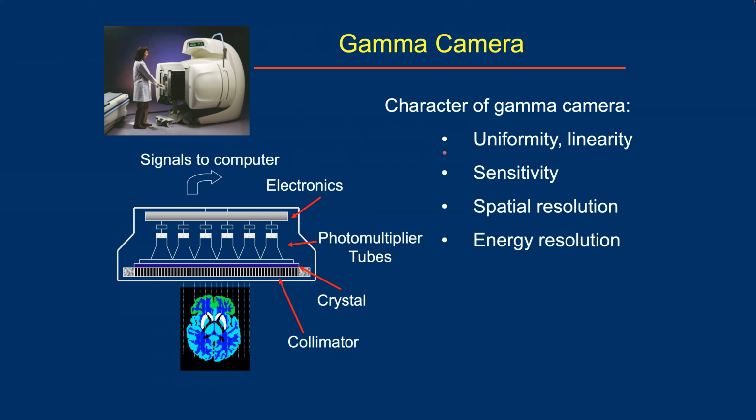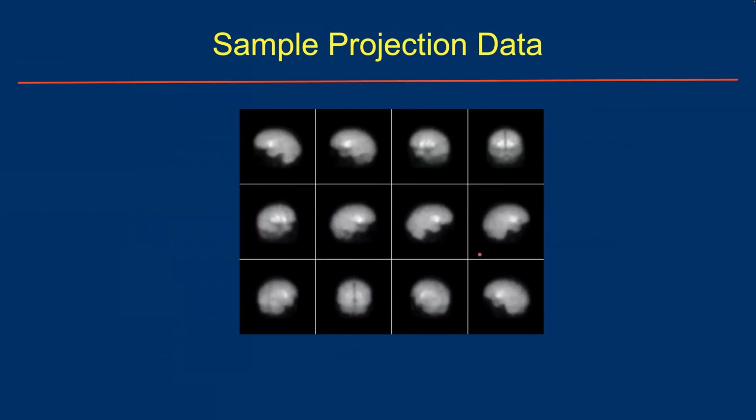Some important characteristics of gamma cameras include uniformity, linearity, sensitivity, spatial resolution, and energy resolution. Those can affect image quality of SPECT images. This shows you some simple projection data from a phantom of a brain from multiple views.